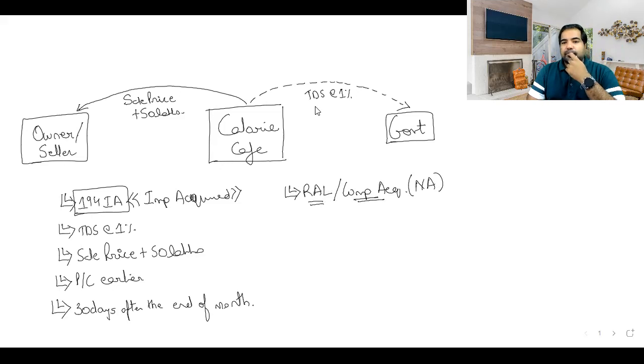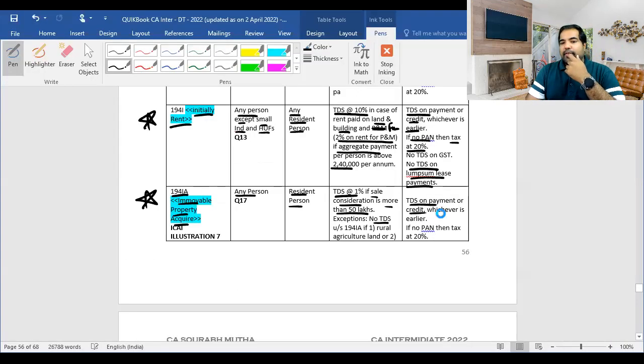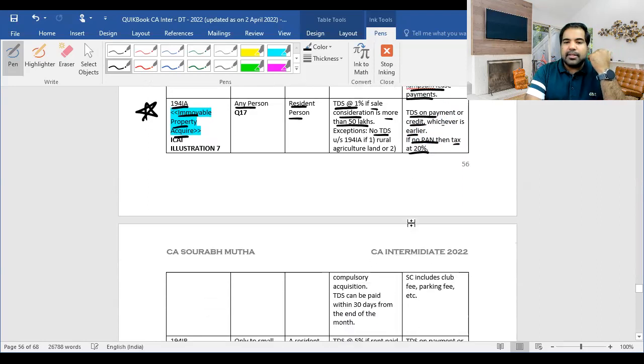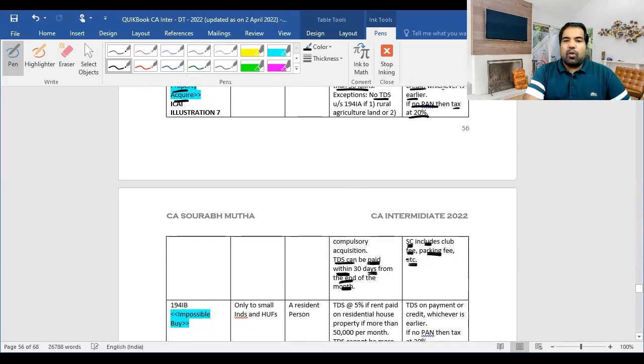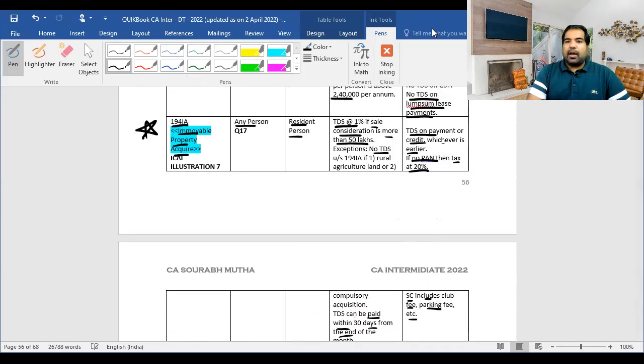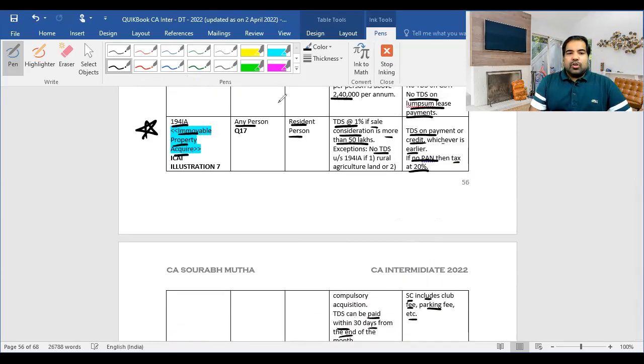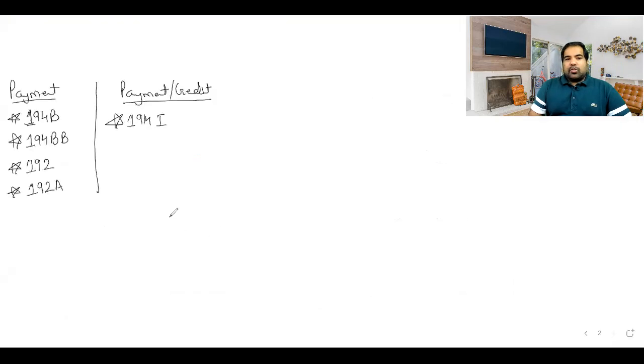Going back, TDS on payment or credit, whichever is earlier, and if no PAN, then tax at 20%. This is pretty common. TDS can be paid within 30 days from the end of the month, and sale consideration includes club fee, parking fee, etc. So all of this together is 194IA. So 194IA is also done. This is immovable property that you acquire. 194IA, first, that is immovable property.